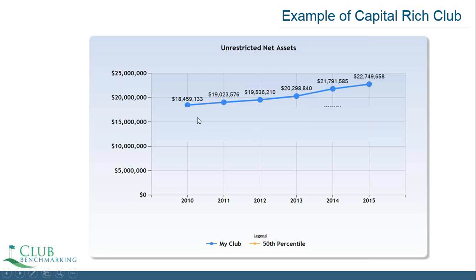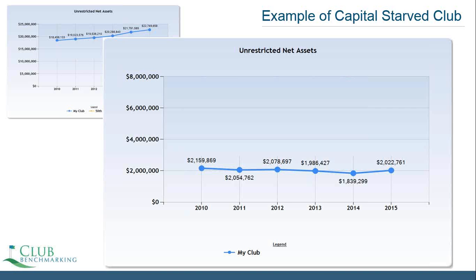Here's the UNA for this club over a 5-6 year period, and you can see this was a capital-rich club, and in fact, the unrestricted net asset base of this club did increase. This is a club that was investing in itself over time and clearly was generating enough capital income to keep reinvesting in itself, so it had a growing asset base. If you're a member at the club, that's the shape of the curve you want to see.